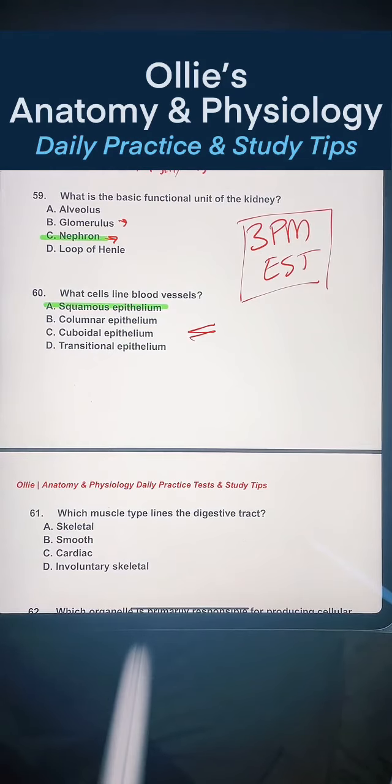Columnar epithelium, those are taller, those are more so for the digestive system. Cuboidal is going to be for glands. And then transitional, that is in the bladder, so it can stretch and recoil.